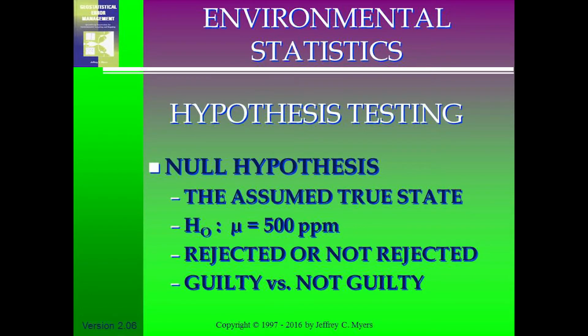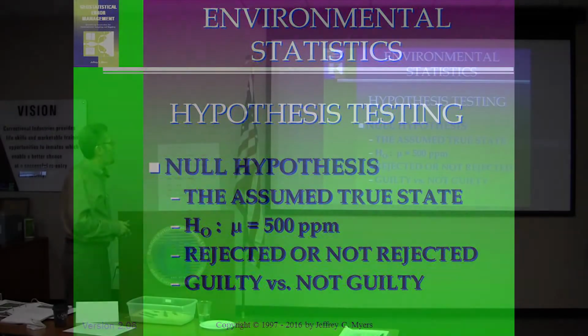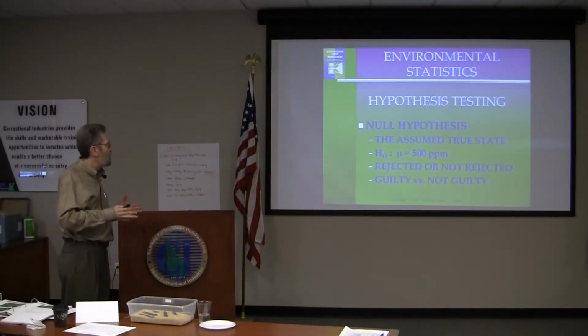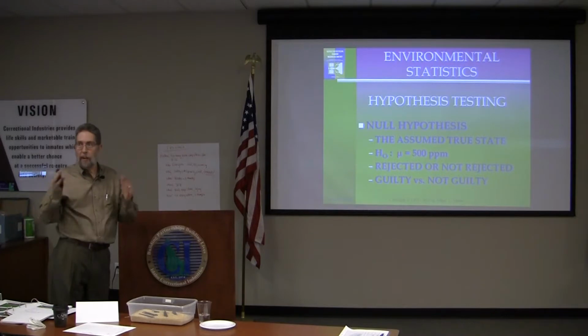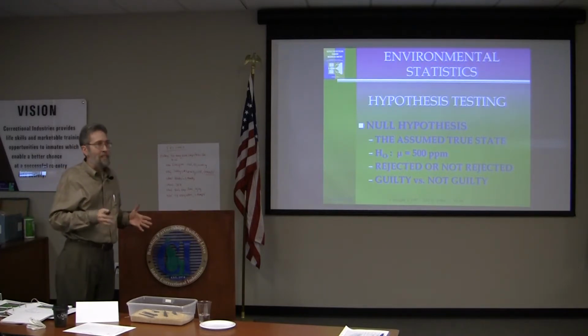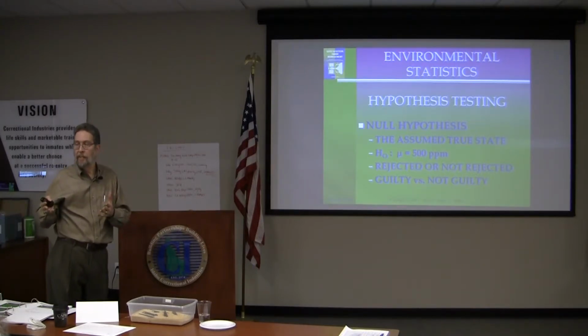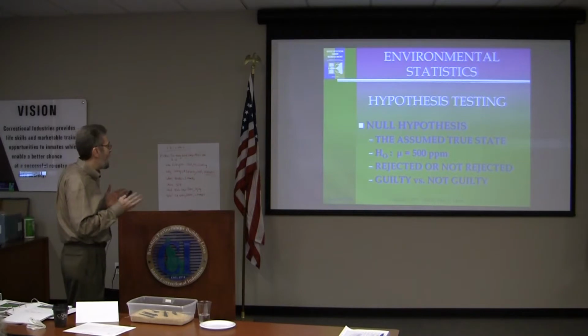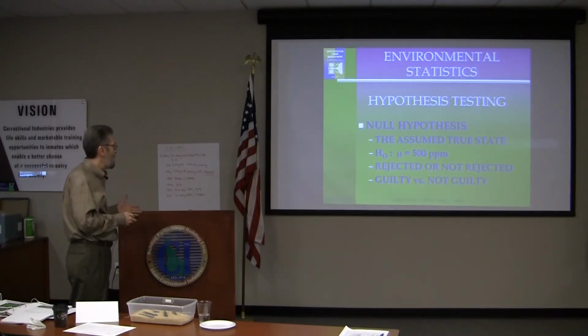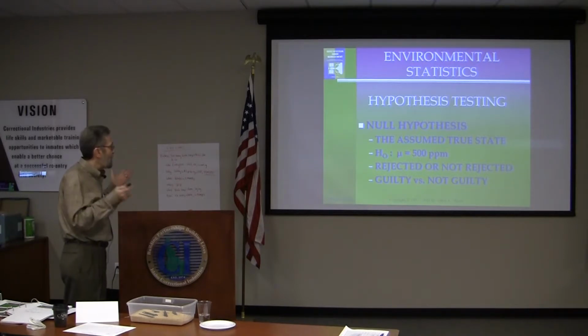Null hypothesis, this is the snoozer. This is the assumed state of the pile. Is it above or is it below the action level? Is it hazardous waste? Is it toxic for the kindergarten kids you're going to give this compost soil to, or not? And so you postulate. It's called H naught. It's equal to 500.